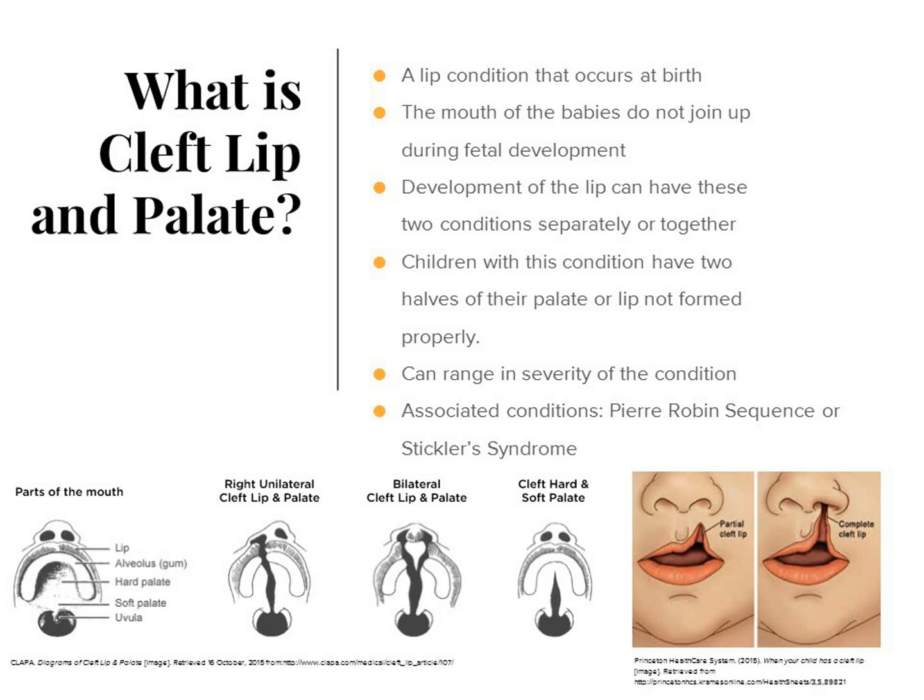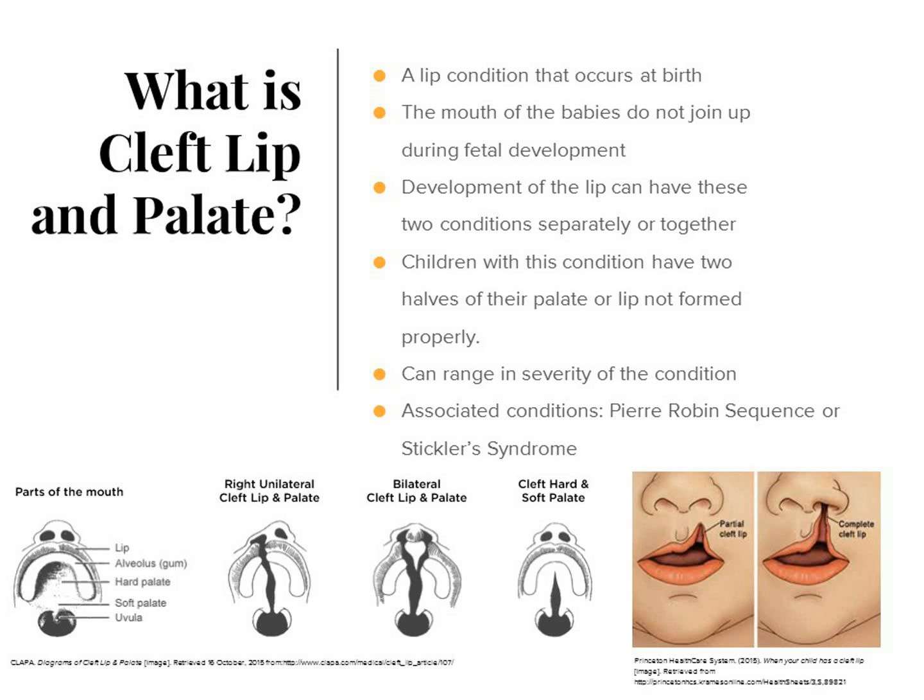What is cleft lip and palate? Cleft lip and palate is a condition that occurs at birth, caused by the baby's mouth not joining up during early fetal development. These can occur separately or together, as the lip and the palate develop independently.